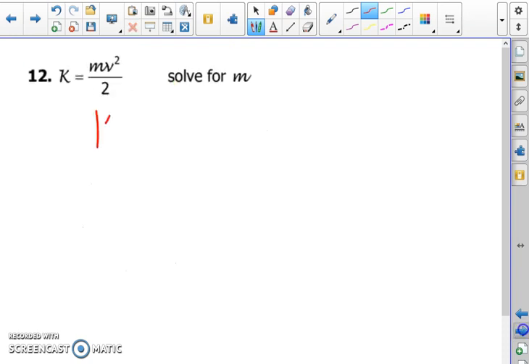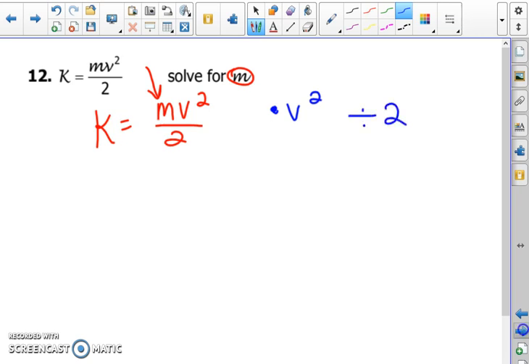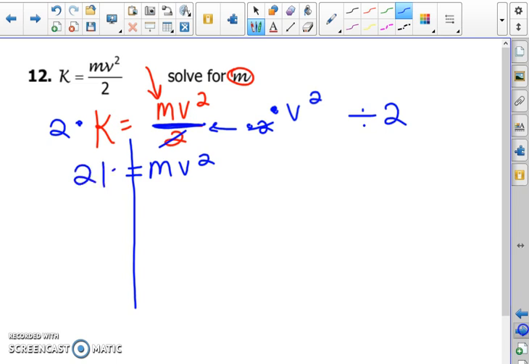All right, so we have K is equal to mv squared over 2, and we're solving for m. A couple things are happening here. M is being multiplied by v squared, and it also has a big grouping symbol that's dividing it by 2. So when I see this grouping symbol right here, that's what we need to get rid of first. The opposite of divide by 2 will be times 2. Those cancel. You have mv squared is equal to 2k.